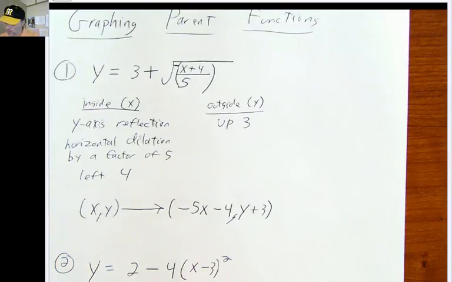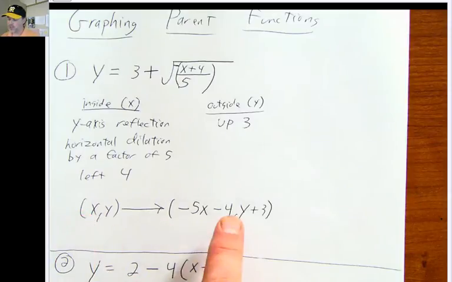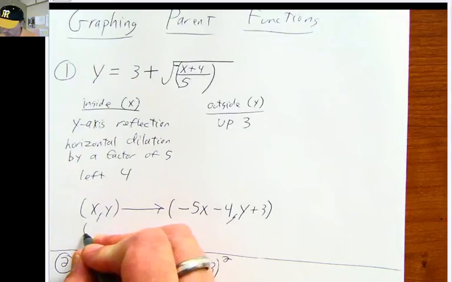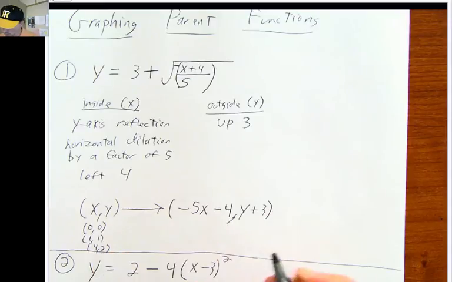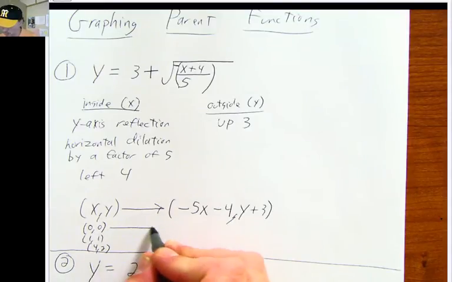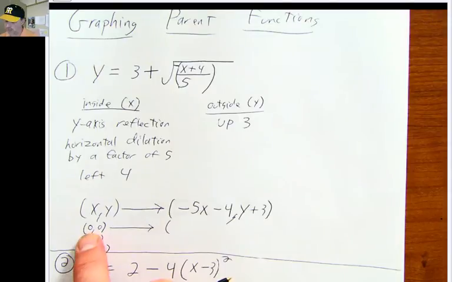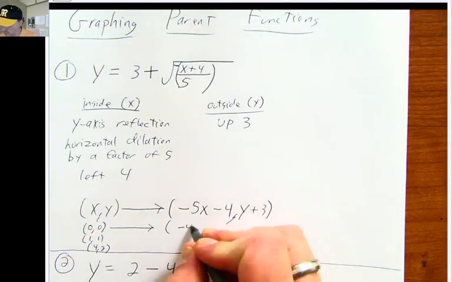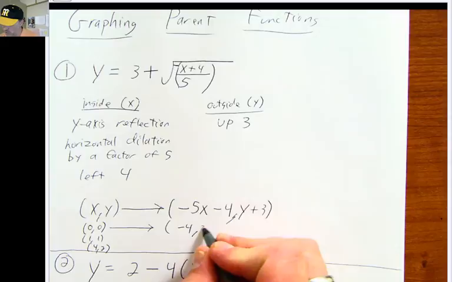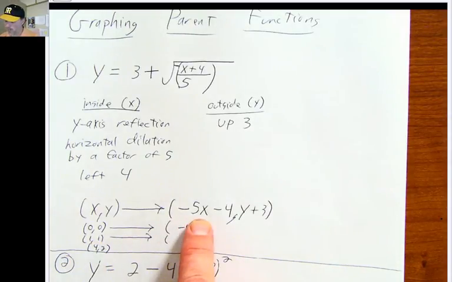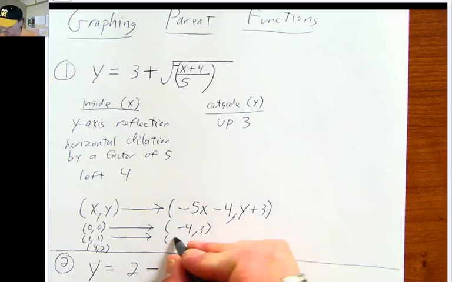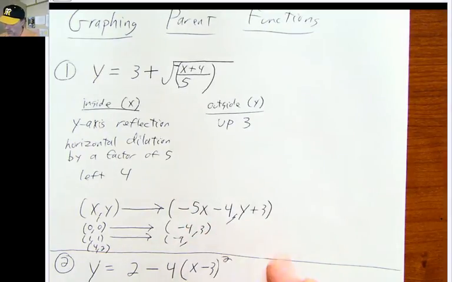I'm on Team Non-Graph Paper, so the next thing I do is I apply these rules to the 3 points that are in a square root graph. There's 0, 0, there's 1, 1, and there's 4, 2. Sorry, I'm kind of running out of room here. Negative 5 times 0 is 0, minus 4 is negative 4, 0 plus 3 is 3. 1, negative 5 times 1 is negative 5, minus 4 is negative 9, 1 plus 3 is 4.